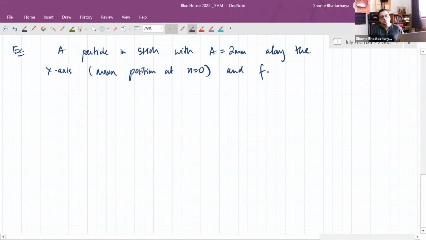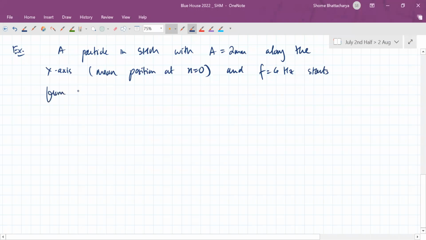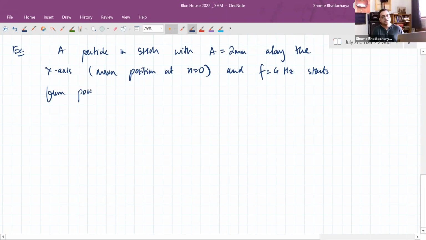And a frequency of say 4 hertz. So it makes 4 oscillations per second. Starts... Sir, y-axis or x-axis? x-axis. It starts from the position x equal to plus 1 millimeter at time t equal to 0.